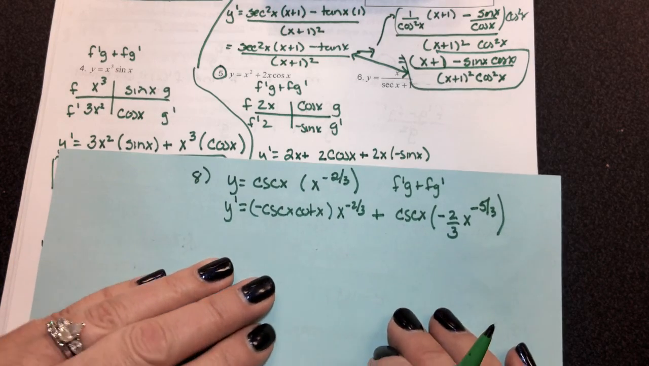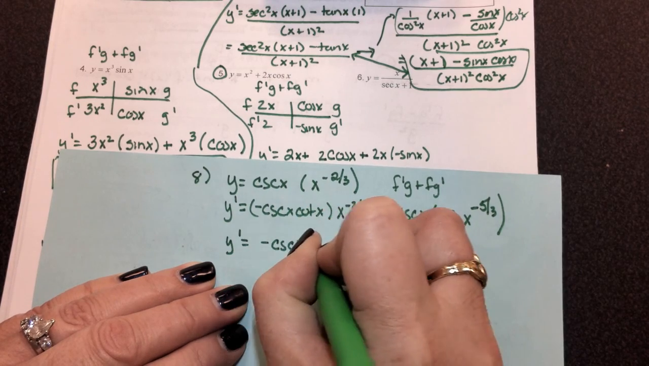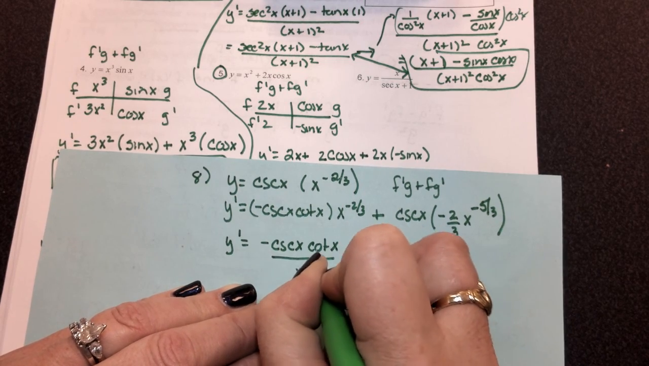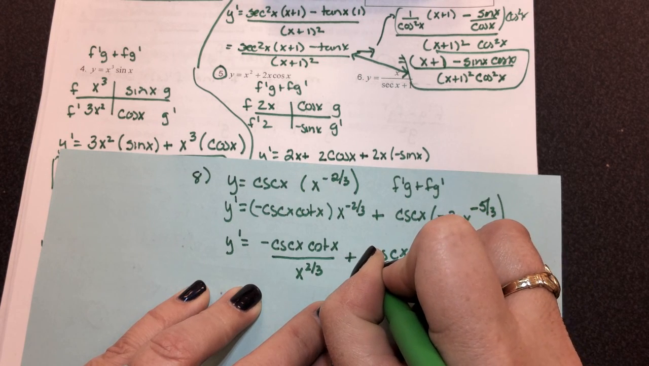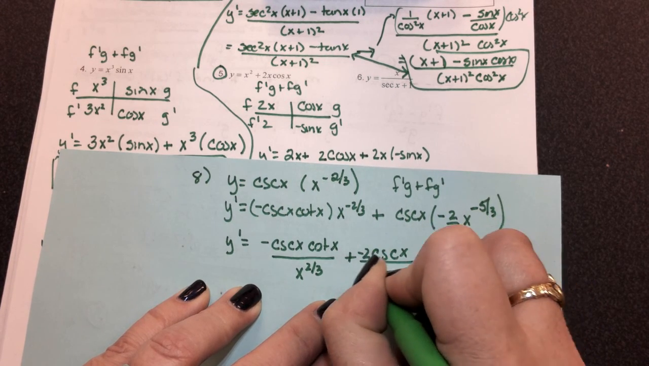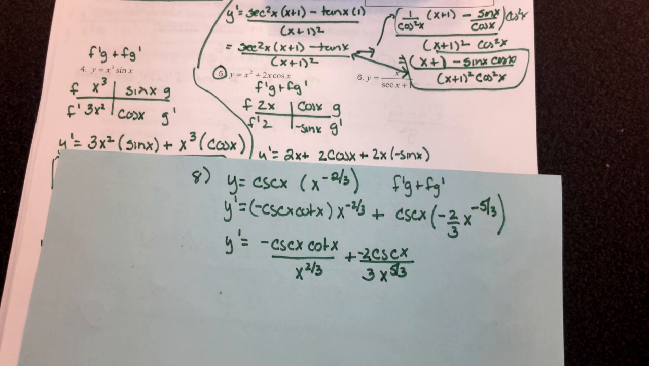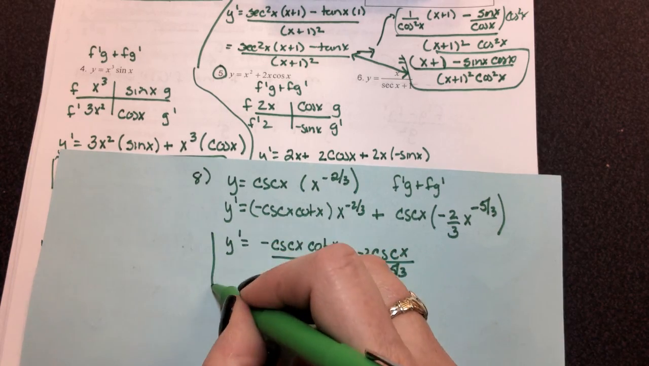So now if I clean this up, getting rid of all those negative exponents, I'll have a negative cosecant x cotangent of x over x to the 2/3 plus cosecant of x, all times negative 2 over 3 x to the 5/3. So you can get a common denominator and add these two together to simplify it a little bit further. Okay, so any questions on number 8?